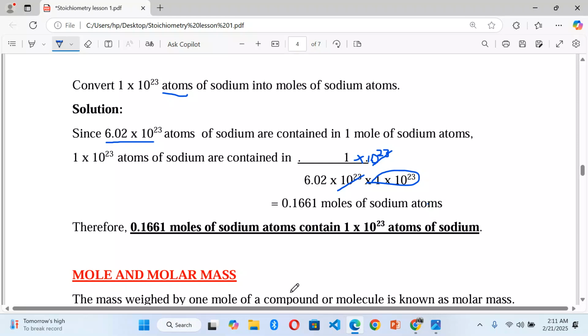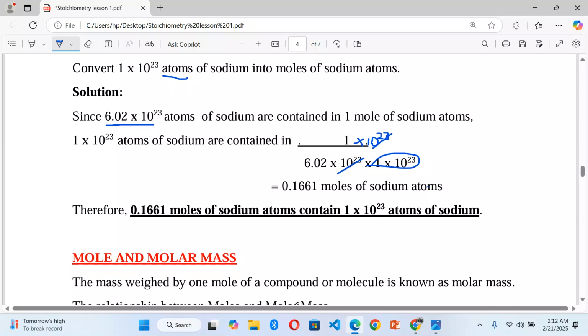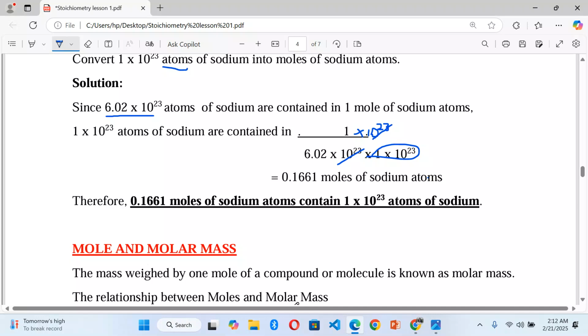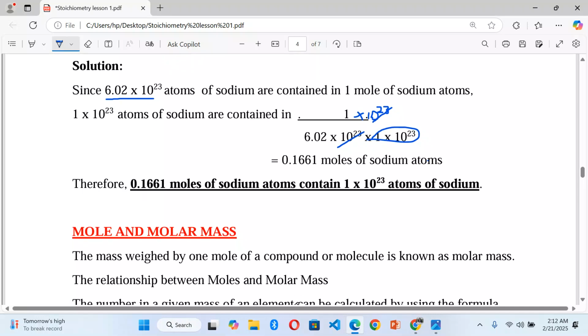So it is now your task to look for more numbers, but I'll be able to give you another number for practice of seeing how you can convert moles into particles. We have seen how to convert particles into moles, and then you can practice converting moles into particles. I'll give you some practice questions at the end of this lesson, and then you practice and check yourself whether you have gotten the point very well.